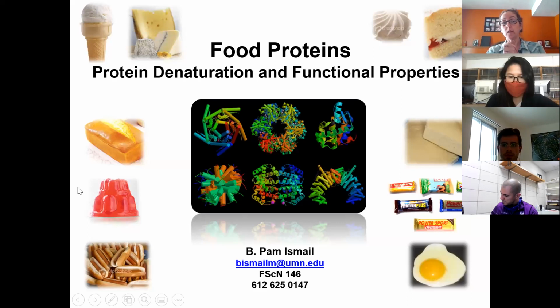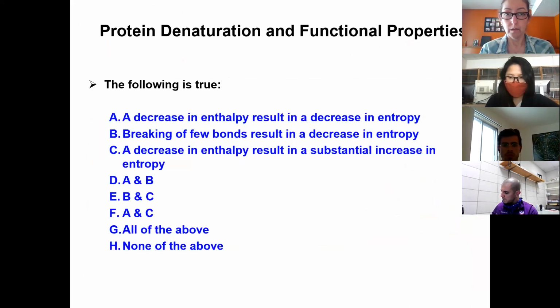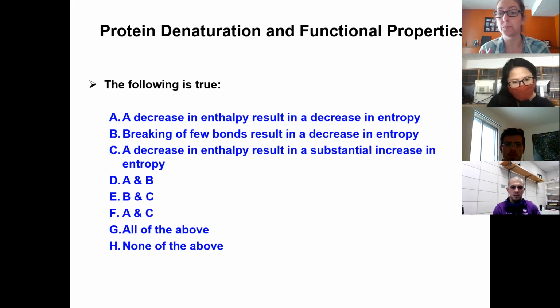Okay, so we're moving into the protein denaturation and functional properties topic. Let's try to answer this question. The following is true: a decrease in enthalpy results in a decrease in entropy; breaking of few bonds results in a decrease in entropy; a decrease in enthalpy results in a substantial increase in entropy. You want to remember what enthalpy is and what entropy is.